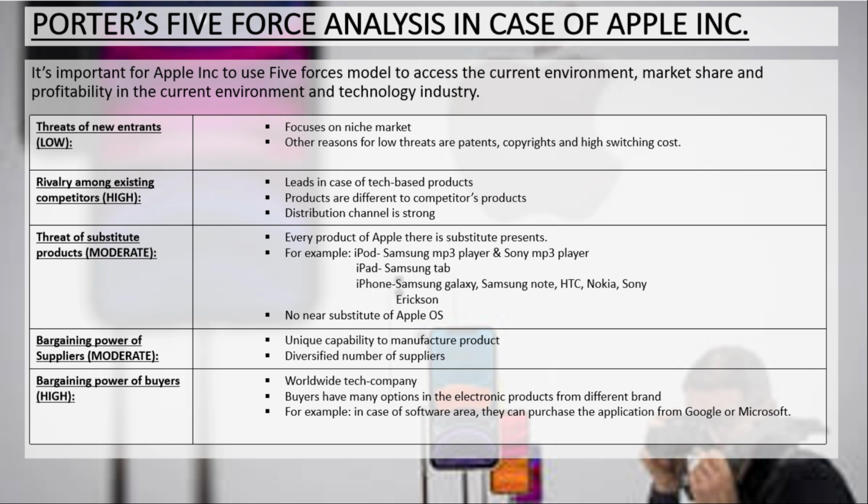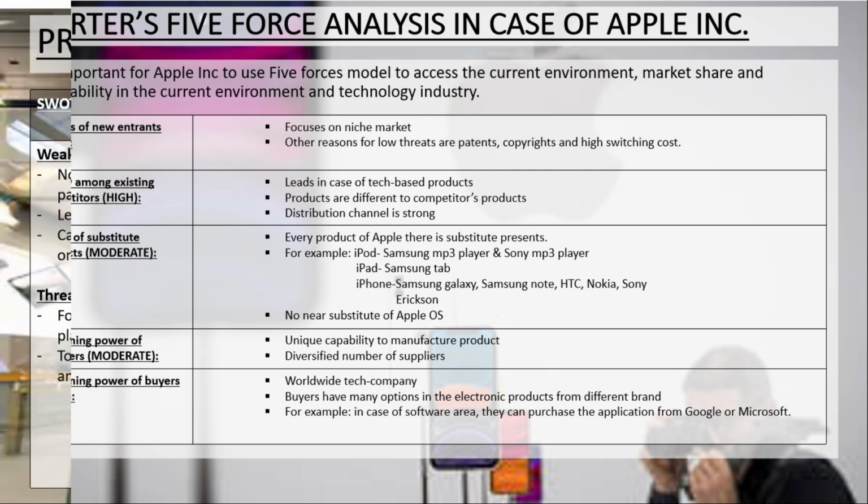Then comes the last, which is bargaining power of buyers. In this, the force of competition from buyers' bargaining power is strong for Apple, as it is one of the worldwide tech companies. Buyers have many options in electronic products from different brands. For example, in the software area, buyers can buy applications from Google or Microsoft.